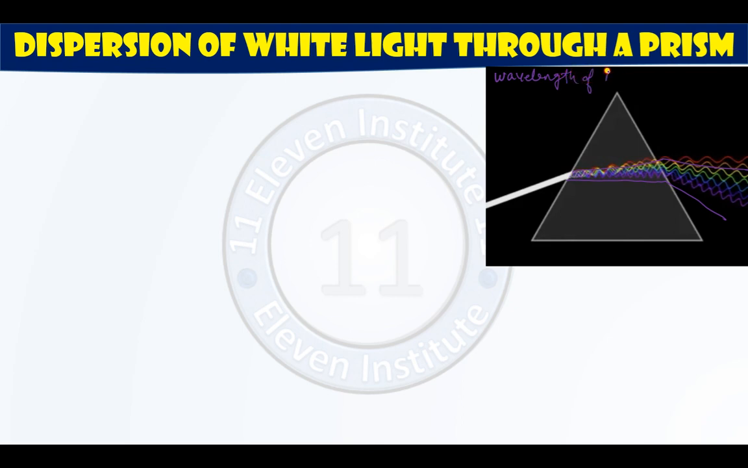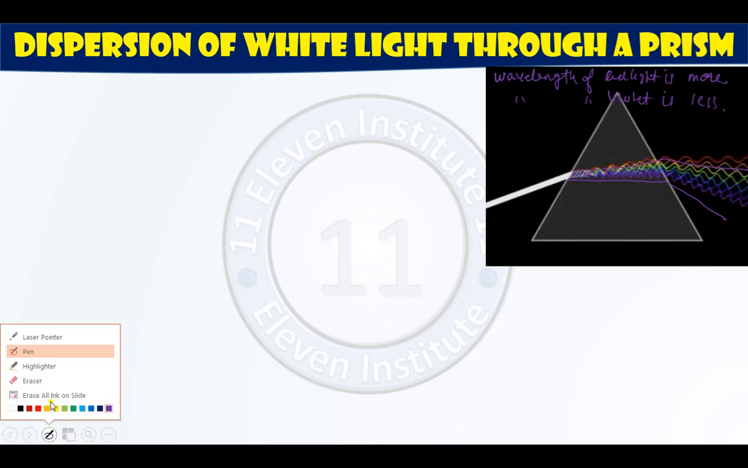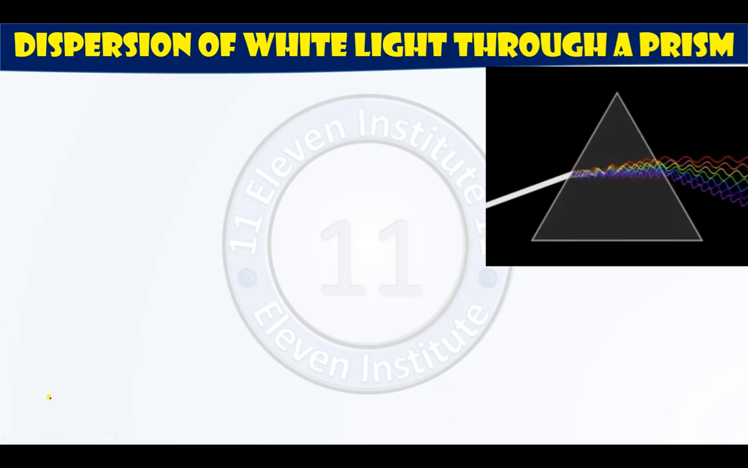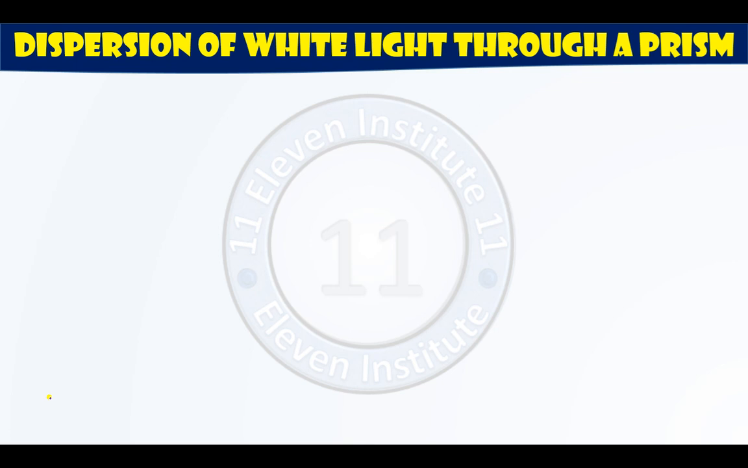of red light is more, or we can say maximum out of given colors, while the wavelength of violet light is the least, or it is less. Wavelength of red one is more and wavelength of the violet one is the least. Fine, and based upon that there is change in their bending also.